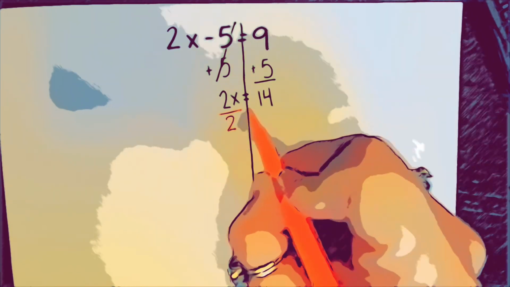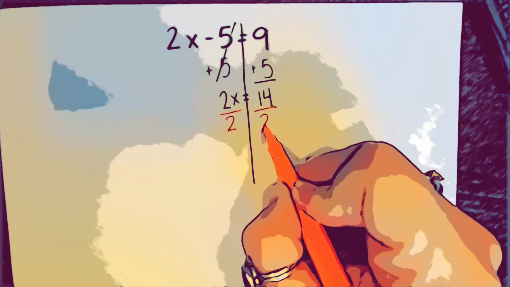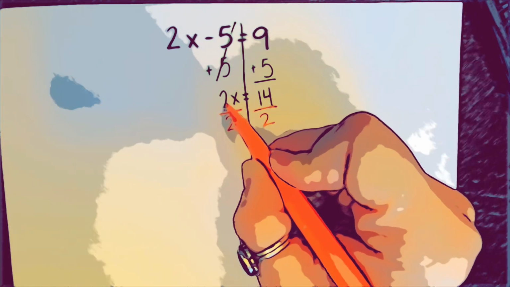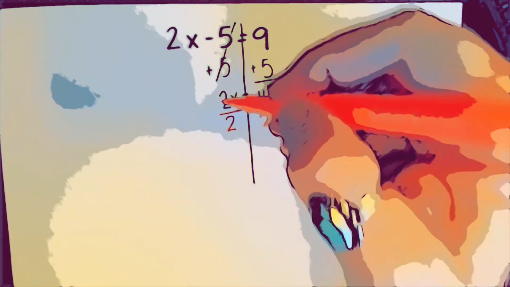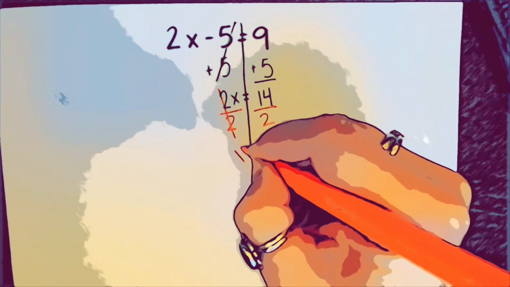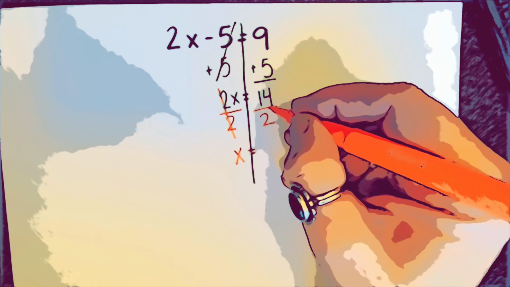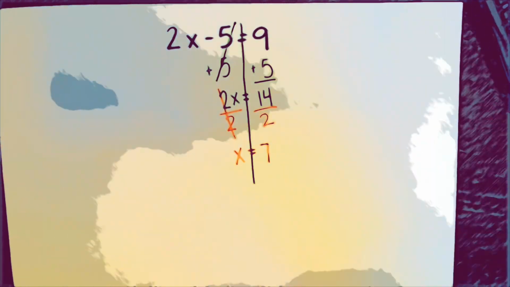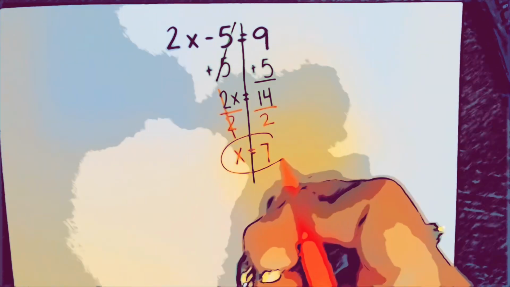And if I divide this side by 2, I divide this whole side by 2. And the x being multiplied by 2 and then divided by 2 cancels out the 2. And that leaves us alone with x equals, what is 14 divided by 2? It is 7. That means that x is 7.